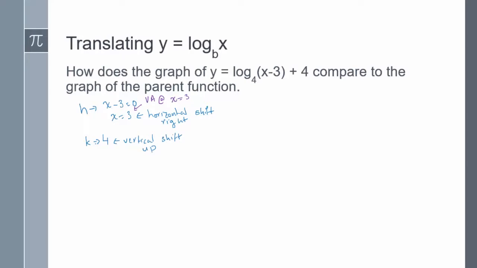Since my parent function has been transformed, my vertical asymptote has also moved. My original vertical asymptote is at x equals 0. Now my vertical asymptote is at x equals 3.